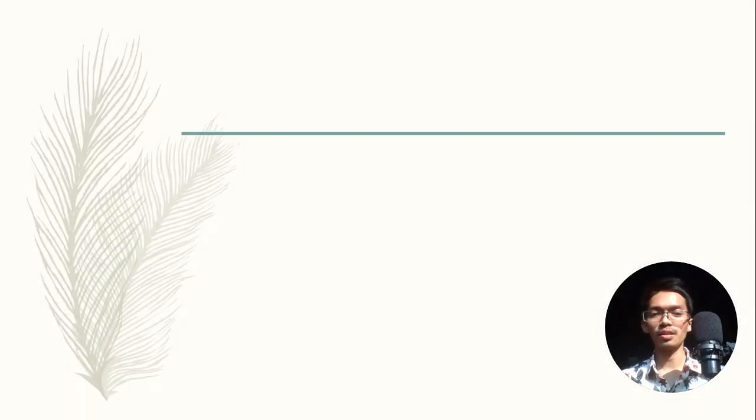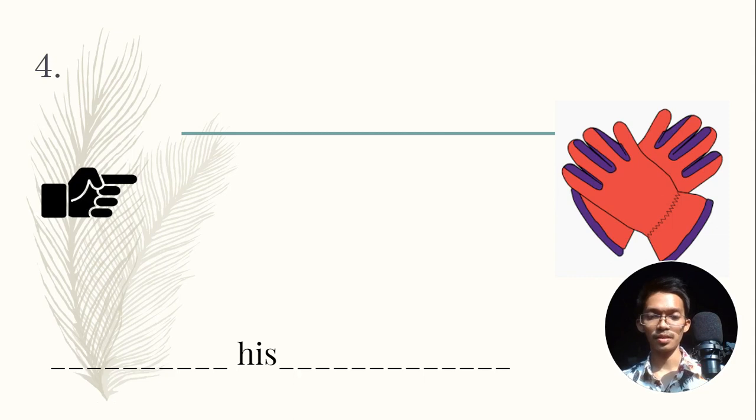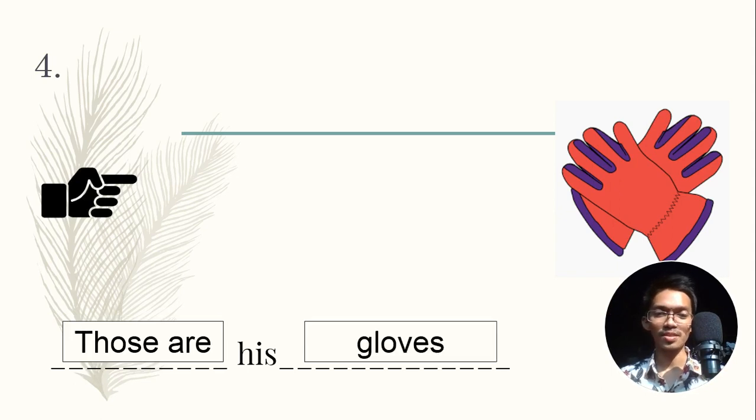Next question. Question number 4. What do we have? A pair of something. There are 2 items. And see the distance. It is far away. It is quite far from the hand's finger. Is it a question? It's just a normal sentence, yeah? You choose between that or those. Now please decide your answers. The answer is: those are his gloves.